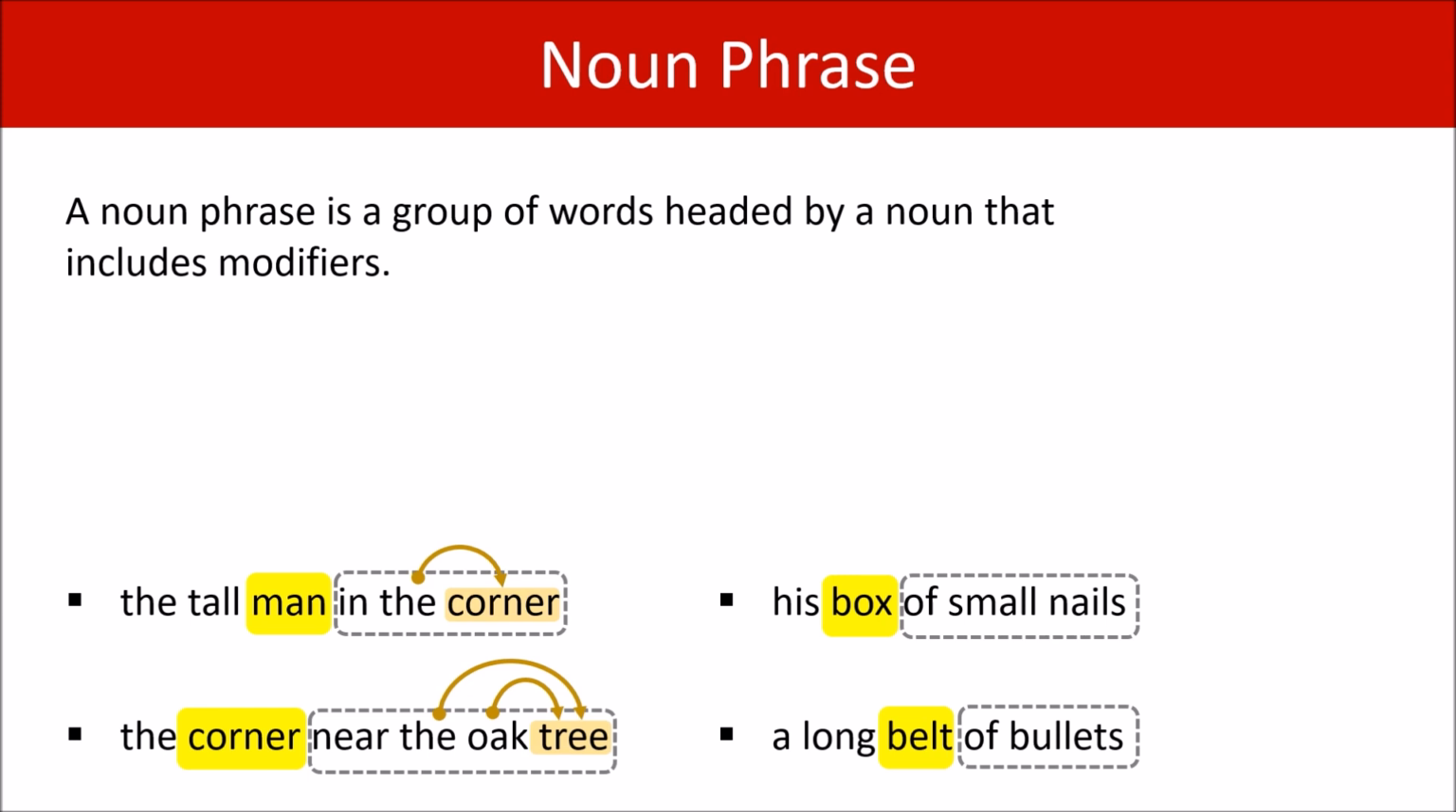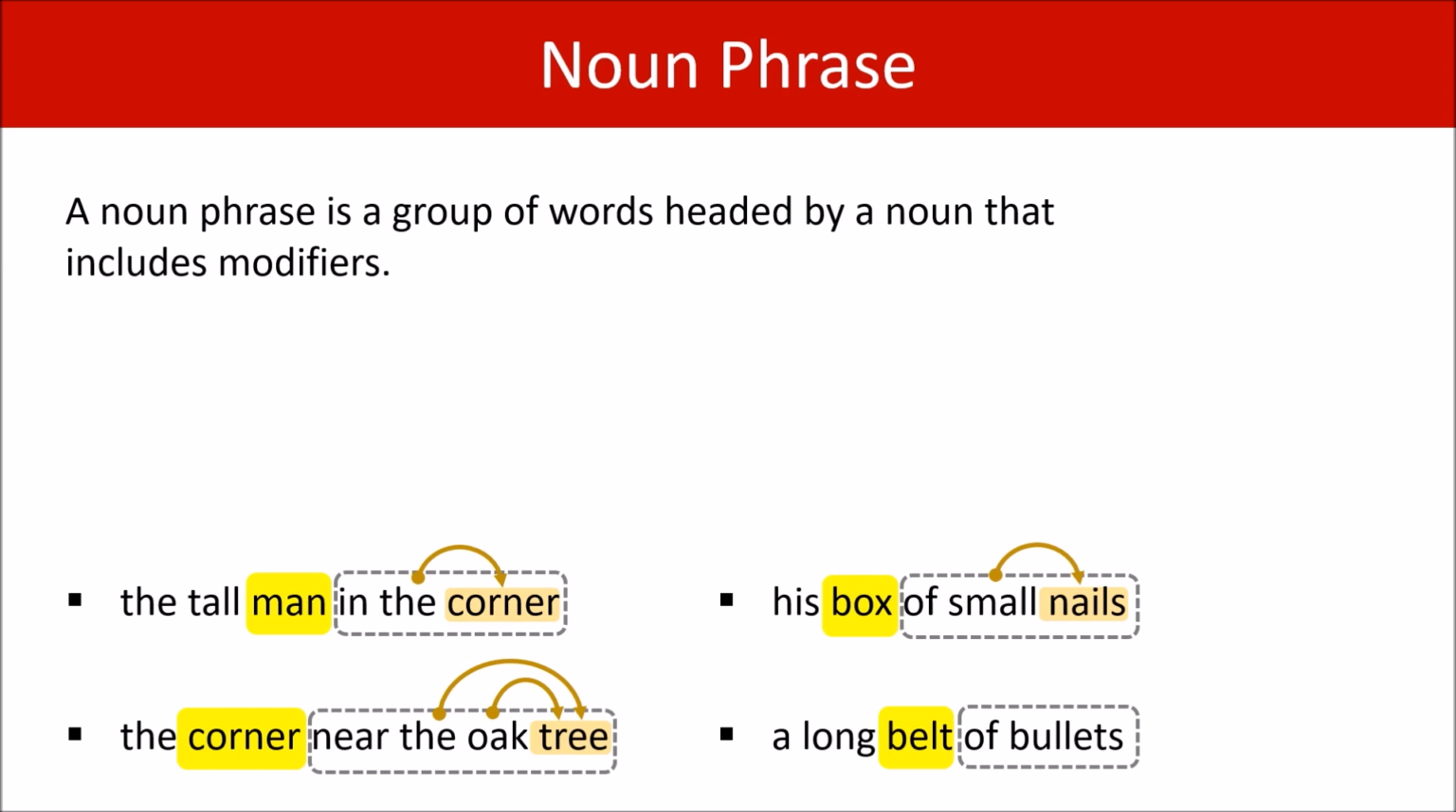Here is another example. Small nails is a noun phrase. Nails is the head noun. It is modified by the adjective small. It is part of the prepositional phrase of small nails, which is modifying the head noun box. It is an example of a noun phrase within a noun phrase. Okay, I deliberately used all the terms there so you can start getting used to them. Hopefully that made sense.